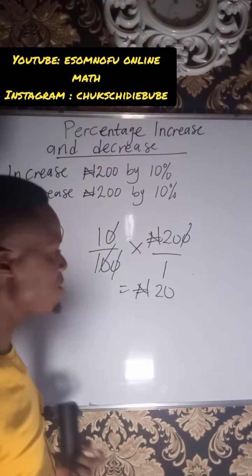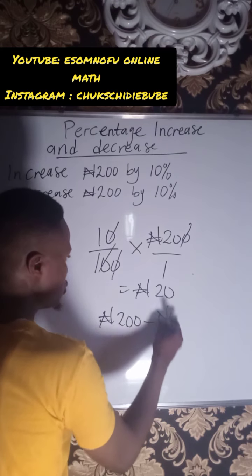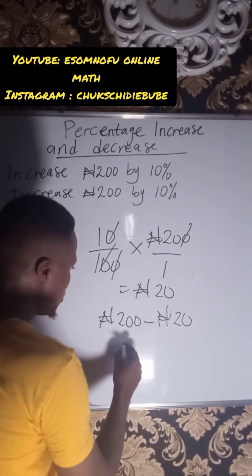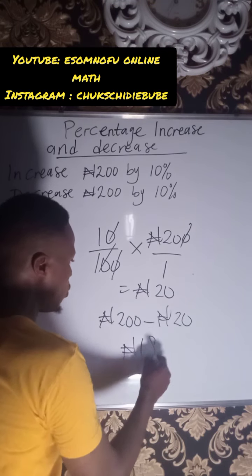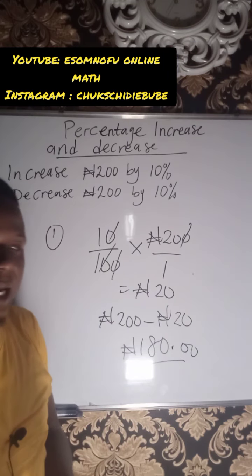Because it is percentage decrease, I will now say 200 naira minus 20 naira. Decrease is subtraction, increase is addition. When I subtract, I will get 180 naira. That is what is going to give me 180 naira.